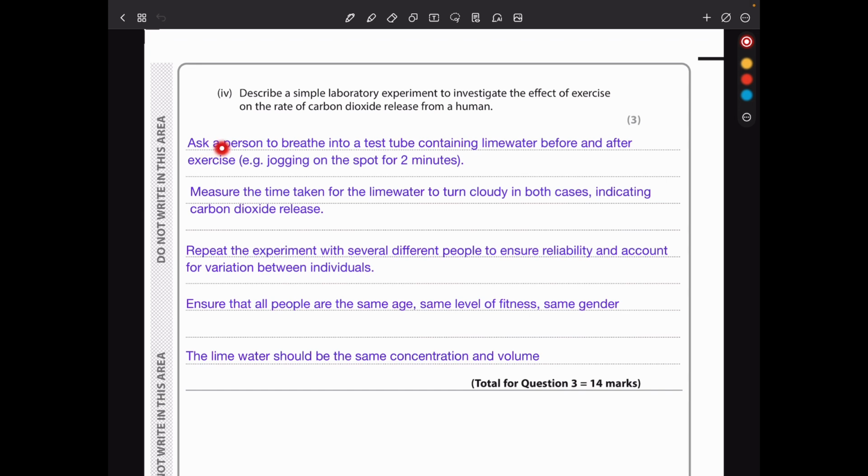So I said ask a person to breathe into a test tube containing lime water before and after exercise. So the exercise could be jogging for about 2 minutes. Then you measure the time taken for the lime water to turn cloudy in both cases, indicating carbon dioxide release. Then you repeat the experiment with several different people to ensure reliability and account for variation between individuals. While doing this experiment, people should be the same age, same level of fitness, and same gender. And the lime water should be the same volume and concentration.